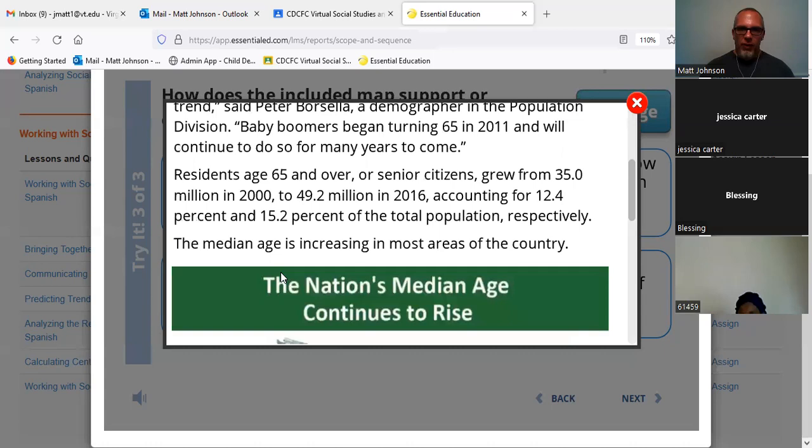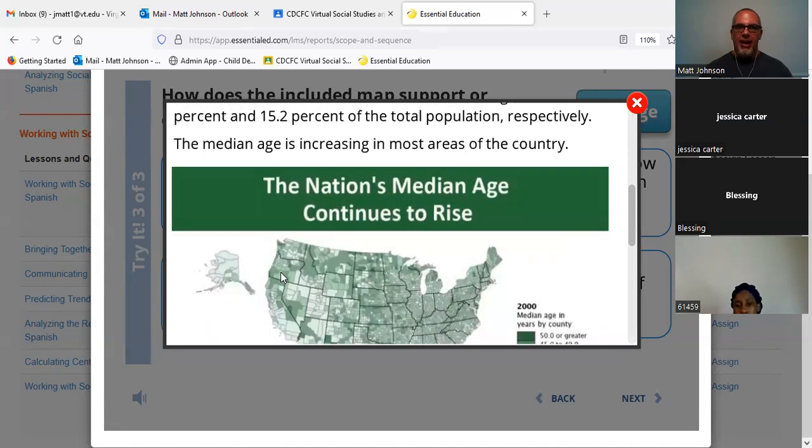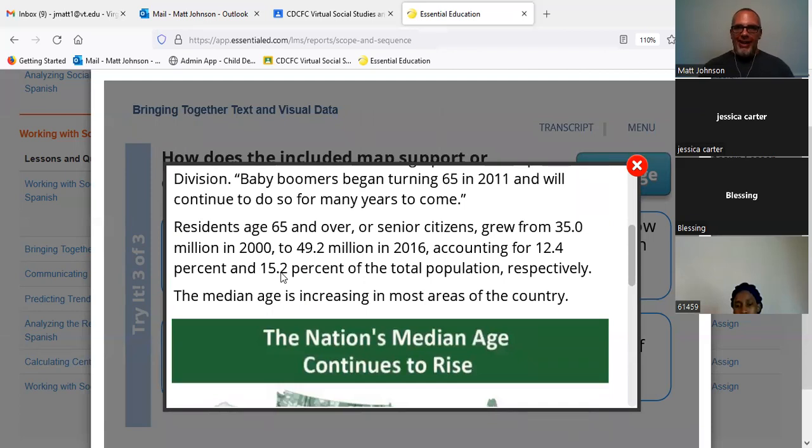Residents age 65 and over, or senior citizens, grew from 35 million in 2000 to 49.2 million in 2016, accounting for 12.4% and 15.2% of the total population, respectively. So people 65 and over accounted for 12.4% in 2000, and 15.2% in 2016. So that is that baby boomer generation that is larger than the generations that follow, right?